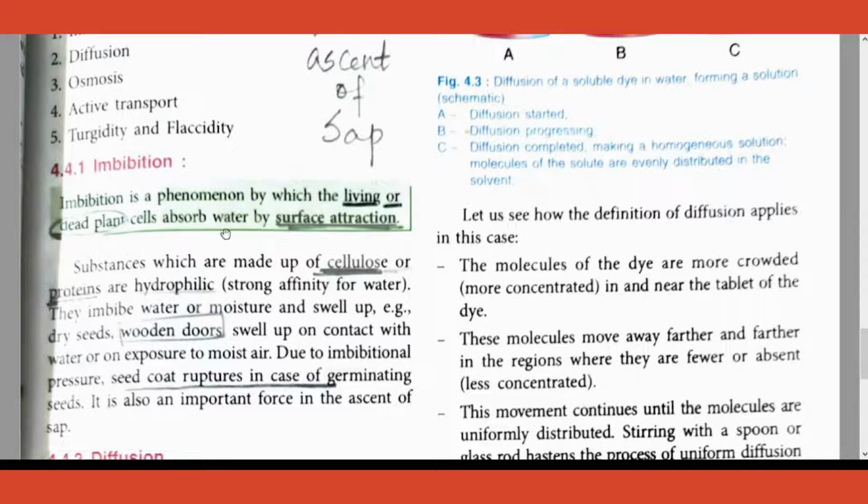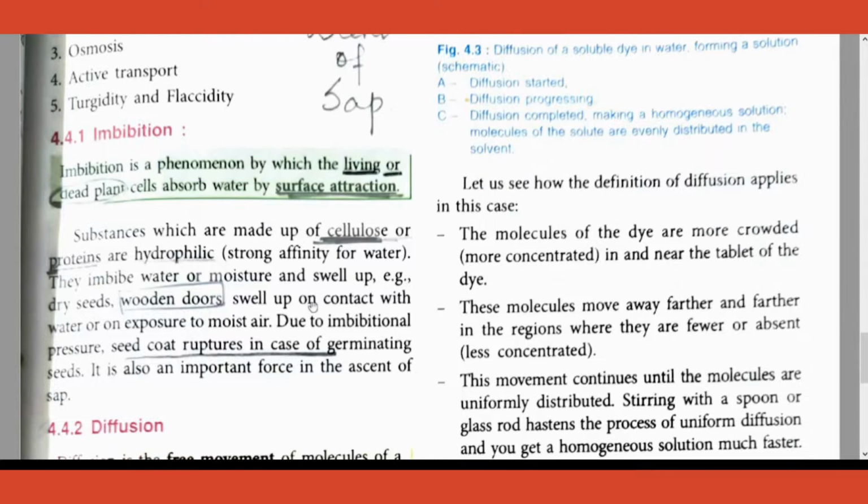And one more question comes from here. This surface attraction part is missing, and they'll put a dash and ask you to fill in the blank. What could it be? Imbibition is a phenomenon by which living or dead plant cells absorb water by dash. 1 mark question. Okay. So this is the first video.